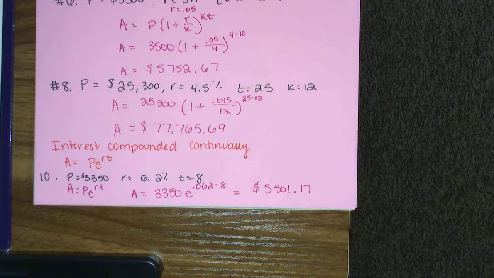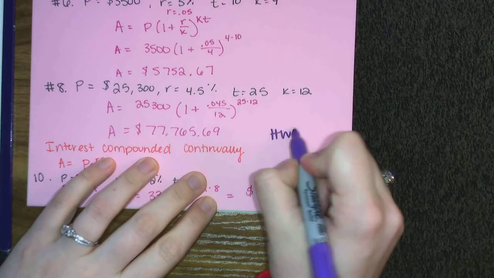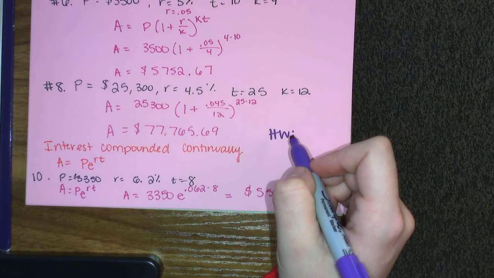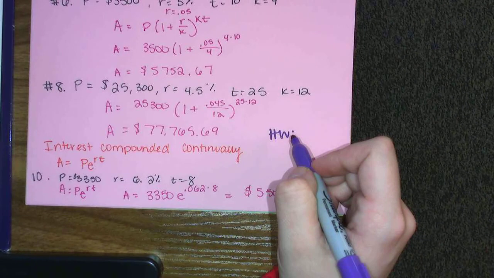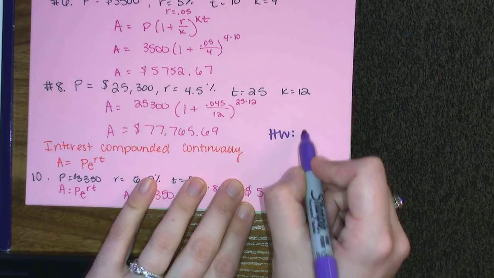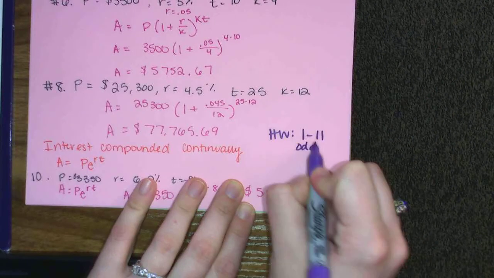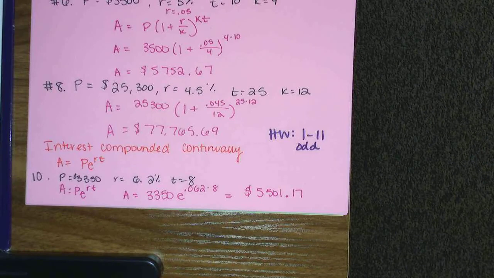So your problems so far will be 1 through 11 odd. It shouldn't take you long. You should be able to get these done.